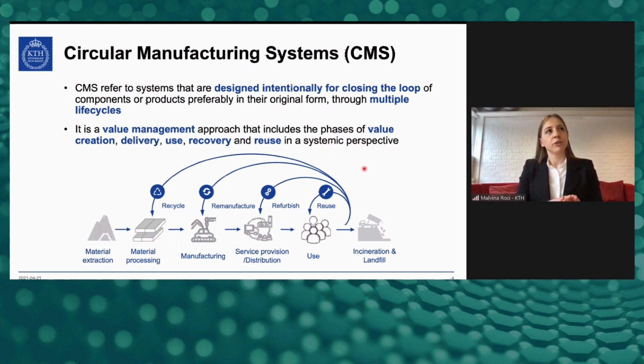And what I would also like to highlight here is that nowadays there are a lot of attempts to recover the value of products and materials through reuse and refurbishing, remanufacturing, and recycling, but neither the products nor the systems are actually designed for closing the loop. So this is what we call closing the loop by chance, based on business opportunity. And what we propose in contrast is closing the loop by design. So you design from the beginning the products to be used for multiple life cycles.